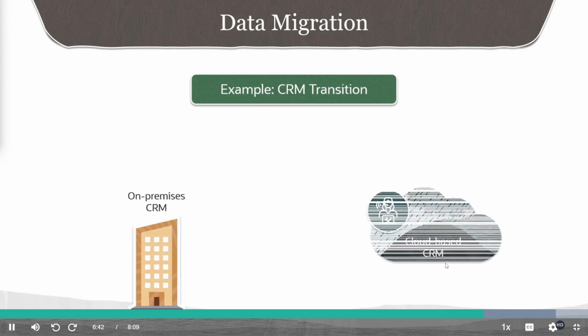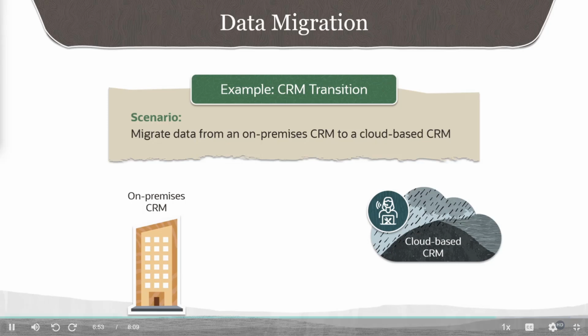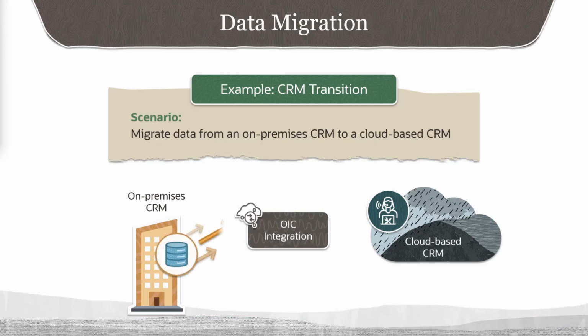Transitioning to the cloud doesn't mean leaving your data behind. For example, businesses can migrate data from on-premises customer resource management systems to cloud-based platforms. For the implementation, you'll need to consider data validation, transformation, and deduplication. You can also leverage OIC's batch processing capabilities for large data volumes.